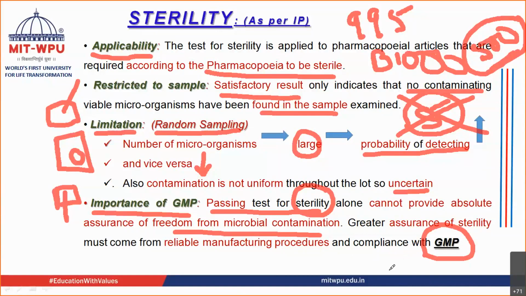Okay, GMP, good manufacturing practices, should be followed so that your final product remains sterile in nature. Only passing the test of sterility is not going to help. In order to achieve good sterility, you have to build that sterility inside your product, and you can build the sterility inside the product only and only by following the GMP.